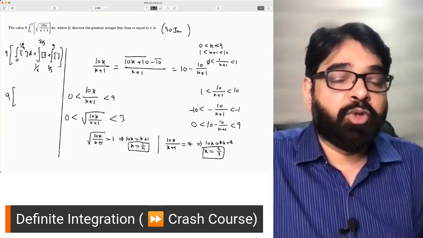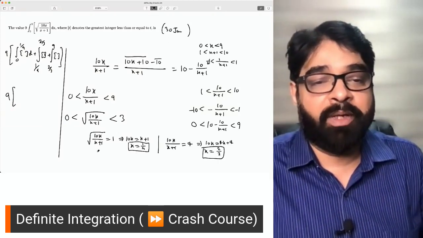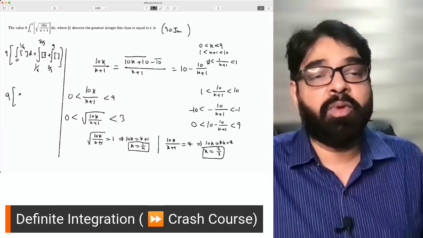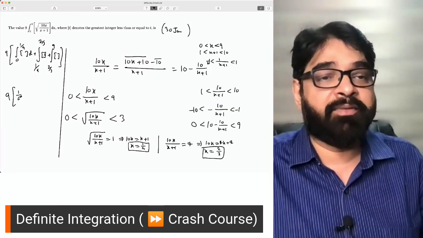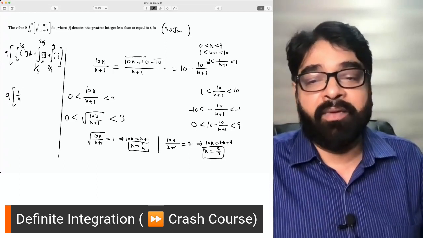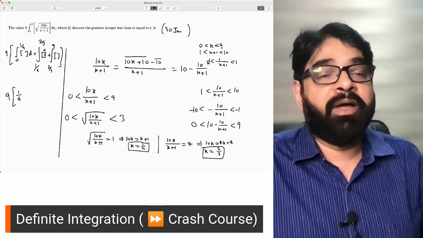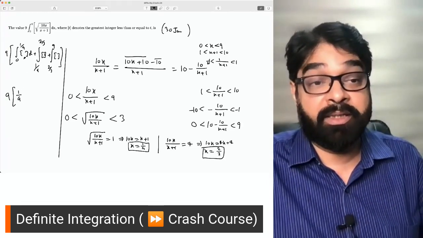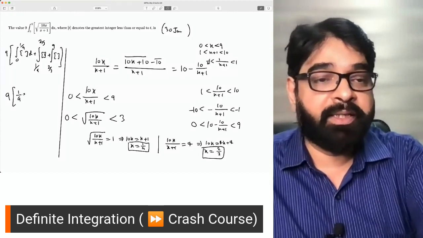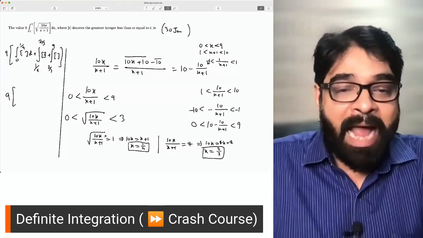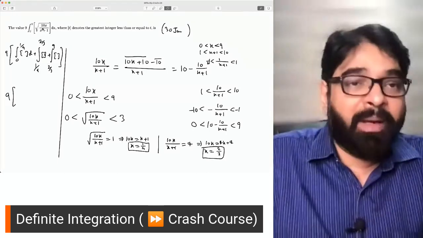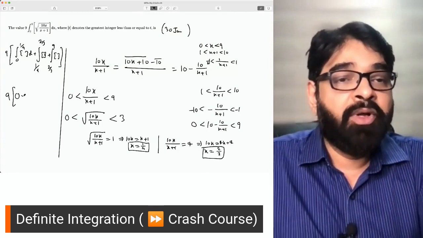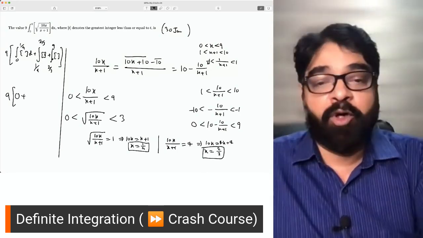In the interval 0 to 1 by 9, this value will be less than 1. So the greatest integer value will be 0. At 1 by 9 it is 1, but before 1 by 9 it is less than 1, so the greatest integer will be 0.